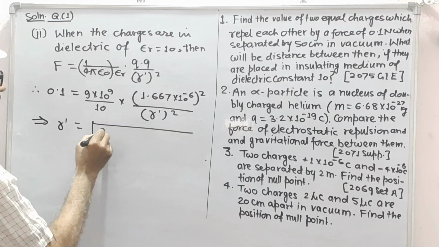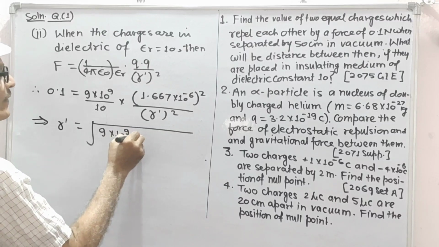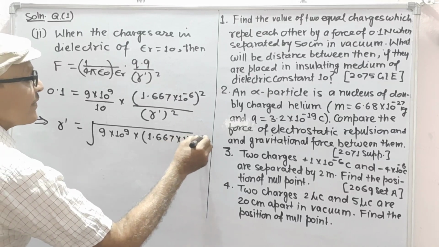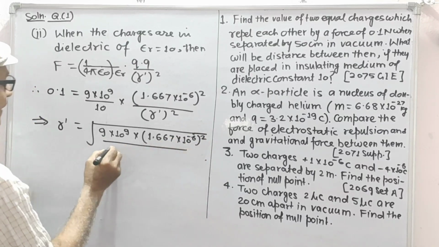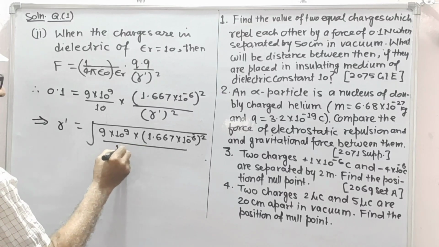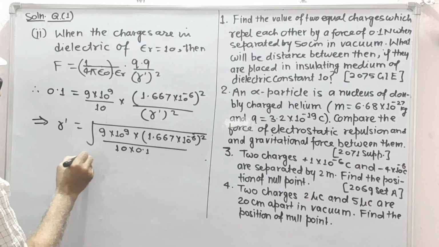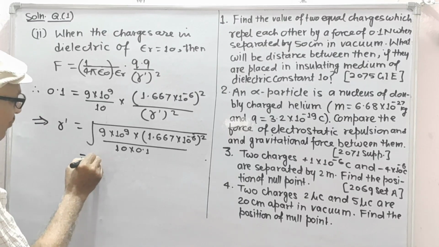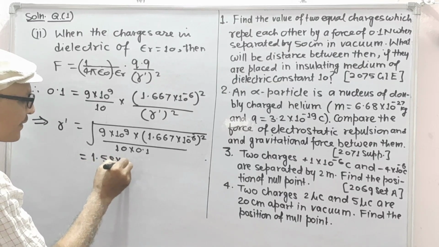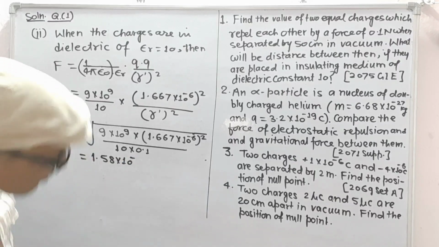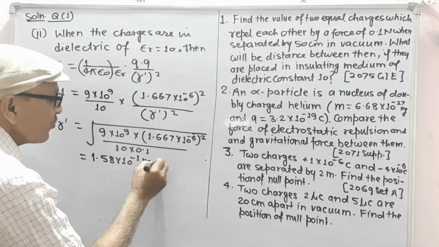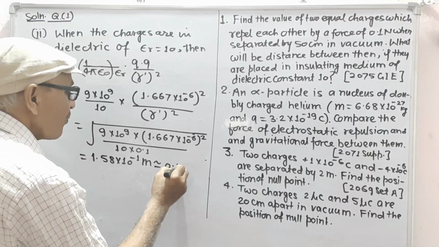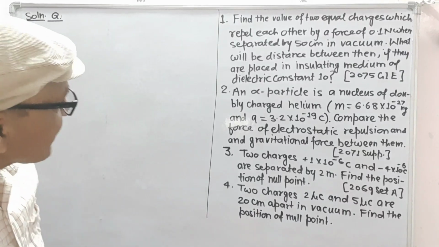under root 9 into 10 to power 9 into 1.667 into 10 to minus 6 square upon 10 into 0.1, which gives r as 1.58 into 10 to minus 1 meter, which may be written as 0.16 meter. Next question number 2.